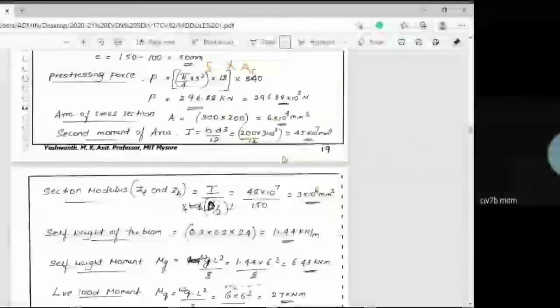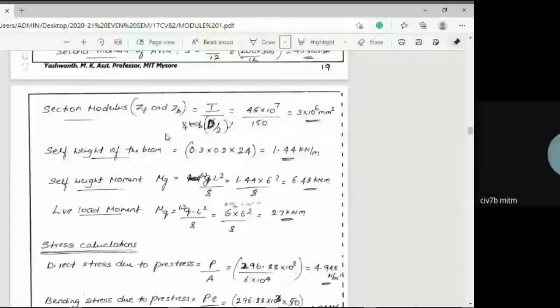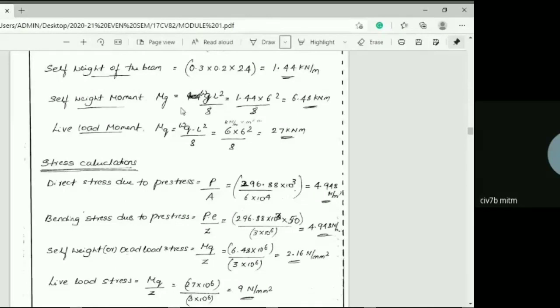So these are all the basic data you need to calculate. This is step number 1: calculating E, P, A, I, Z, WD, WL, MD, ML. These are all the basic parameters we need to calculate.